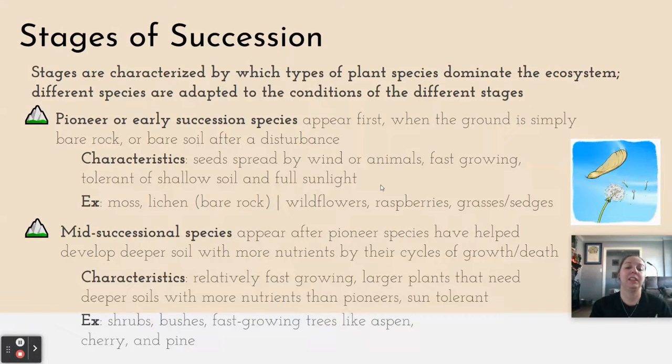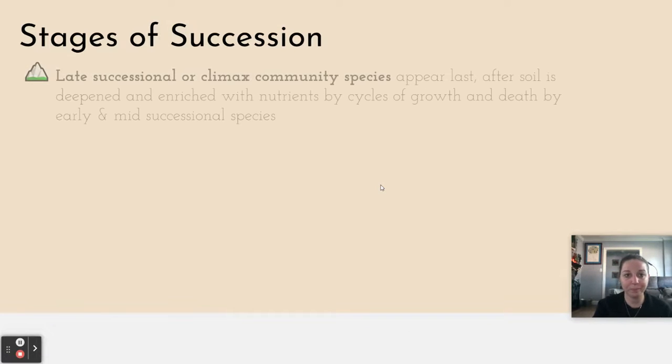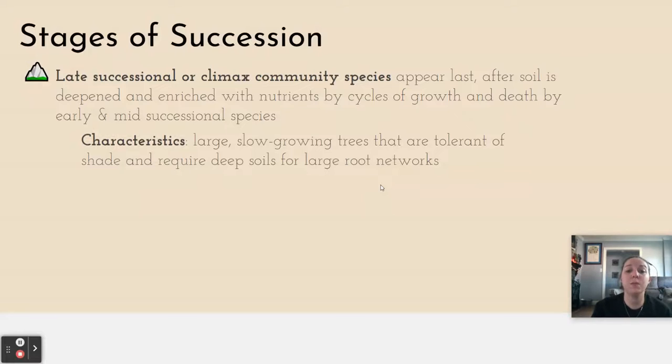So these are going to be things like shrubs, bushes, fast-growing tree species like cherry, pine, aspen. And then we have our late successional or our climax community species. And these are the last ones to show up. So after our soil is deep, it's enriched, it's got those nutrients from the early and the mid successional species growing and dying. And these are going to be large, slow growing trees.